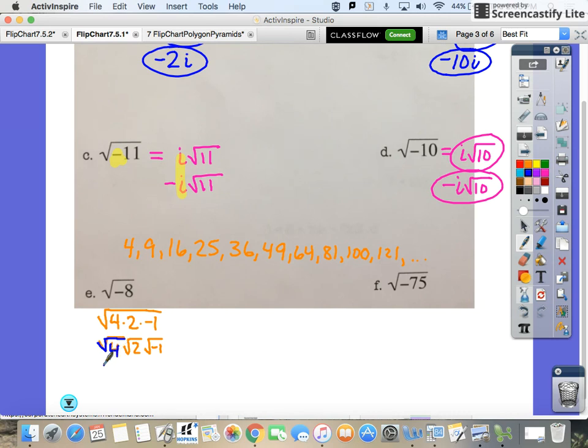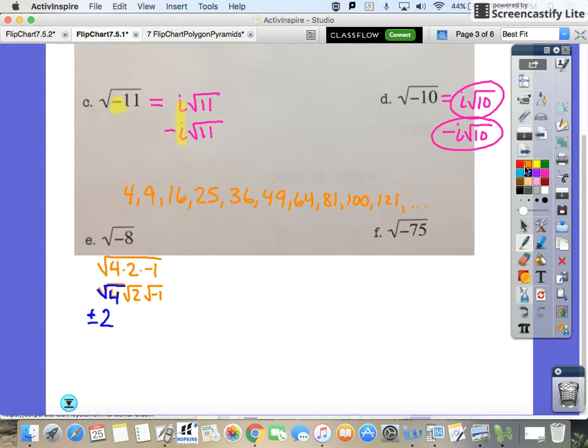The square root of 4 is 2, but I'm going to do plus or minus 2. The square root of negative 1 is i, and then the square root of 2 is just stuck there. Just to make this a little more clear, I'll write them separately. It's 2i root 2 and negative 2i root 2. Those are our two solutions.